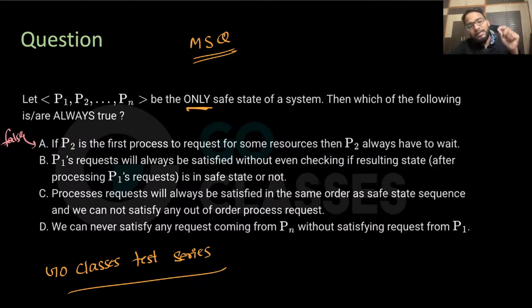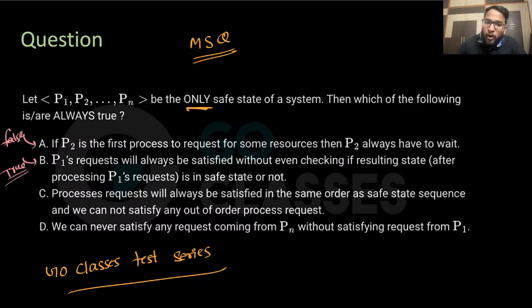See, P1 is in the safe sequence. So if P1 is asking something, then why not, right? I can always give that to P1. Even if P1 asks for the maximum, then also I can give. That's the beauty of the safe sequence. So that is why this particular option is true, because even if P1 asks for the maximum, I can give. What about C?